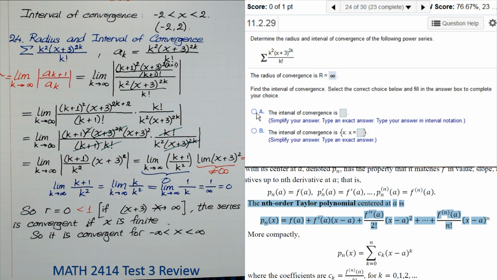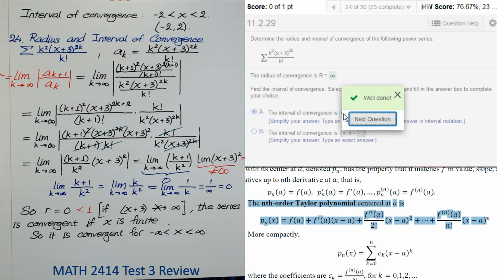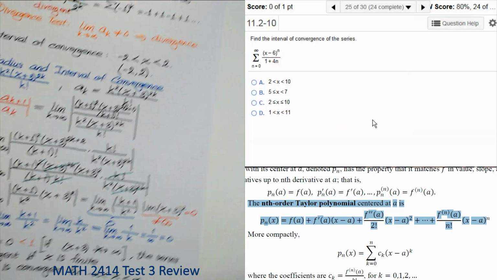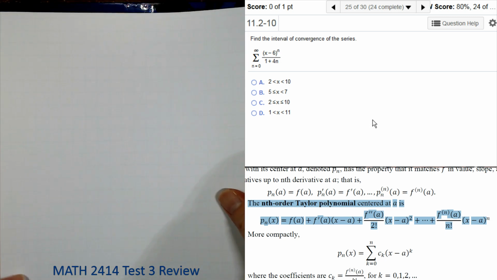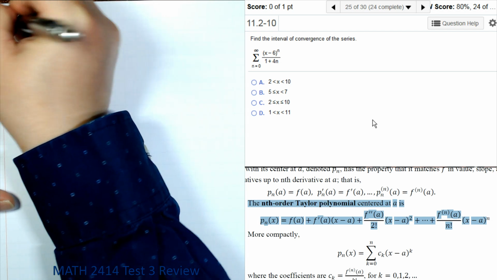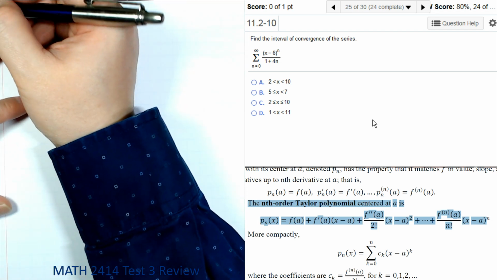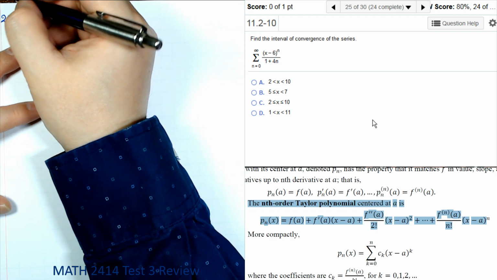And the interval of convergence is on the real numbers, inf. Next problem, 25. Find the interval of convergence of the series. This one only asks for the interval.